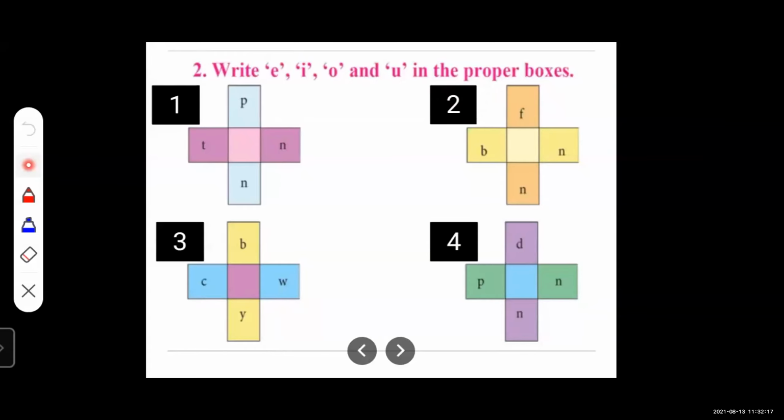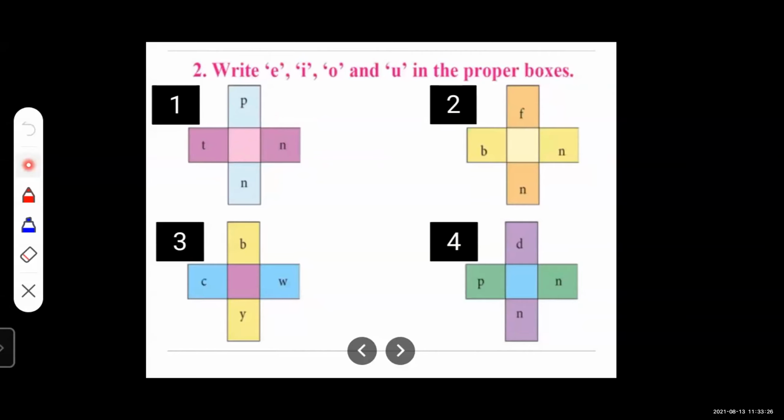So students, here are already four boxes and four vowels. But here we decide which vowel can be put in which box. Let's think about it. In the first box, P-I-N-T, which vowel can we put? A. Is A given here? No, it is not. So we decide from the four vowels. Very good. You can put I. When we put I here, the word forms P-I-N, T-I-N.